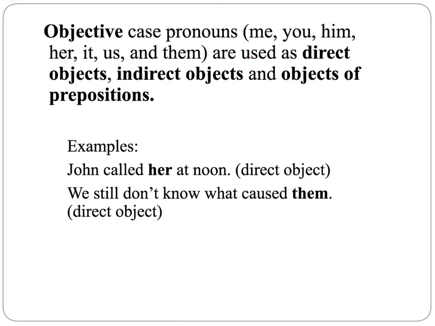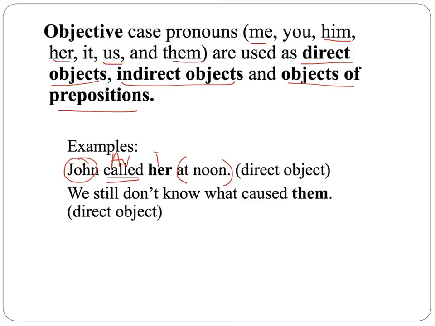Objective case pronouns, on the other hand, me, him, her, us, and them, are used as direct objects, indirect objects, and objects of the preposition. Consider this sentence. John called her at noon. Called is an action verb. John is the subject. At noon is a prepositional phrase. Called who? Called her. Direct object uses objective case pronoun.